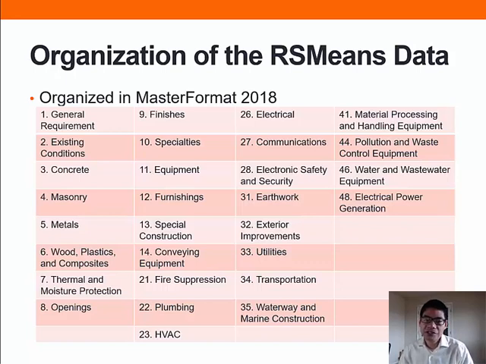There are 50 divisions in total, so you may notice that there are gaps between some numbers, for example, between divisions 14 and division 21. Those empty division numbers are used for placeholders, just in case they need them for future expansion. The division number gives us a general idea about where to find a particular line item. Since you will be using the online version, it's always convenient to use keywords for searches.